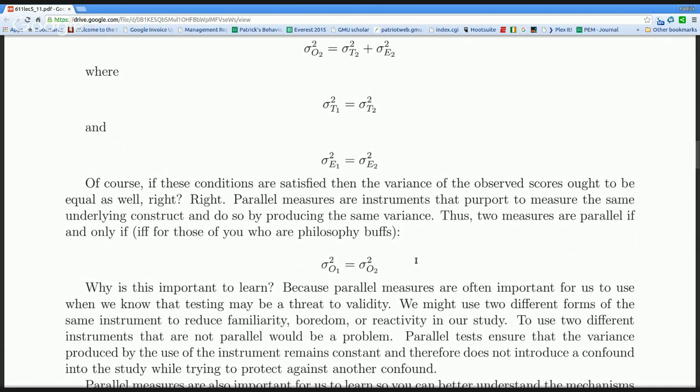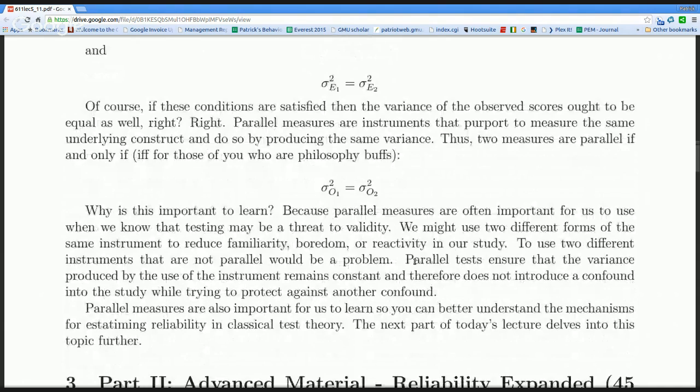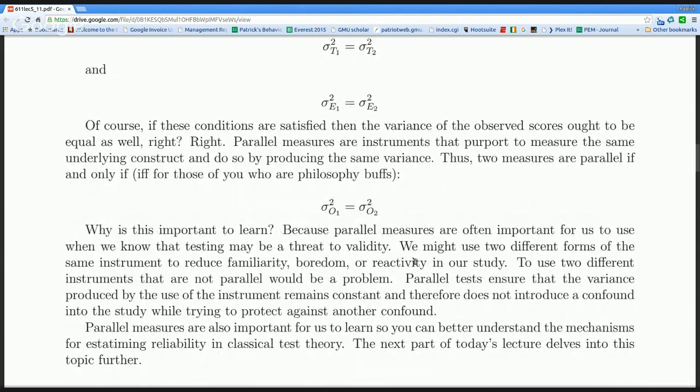And the reason why we want to be able to establish this really simple idea of parallel measures is that in many cases, we wish to have parallel measures. We would like to have two measures that produce the same amount of variance estimates from our data. And remember, our data are the subjects or the sample by item interactions. And thus, we can make inferences about the true score variance and the error variance.